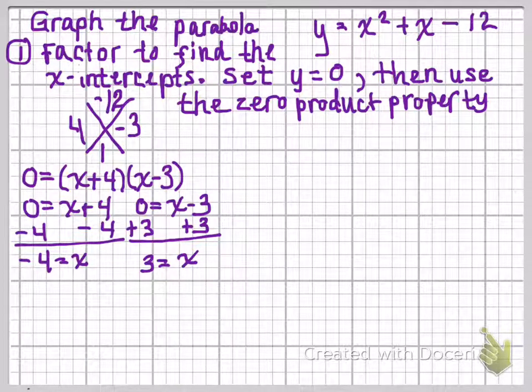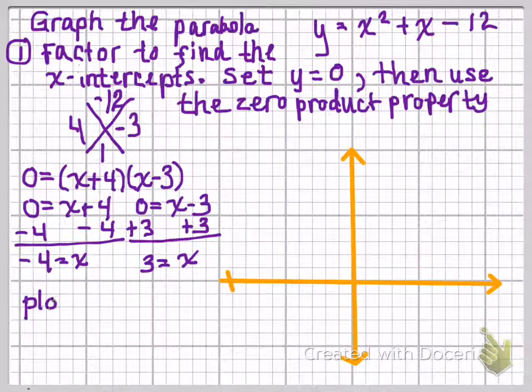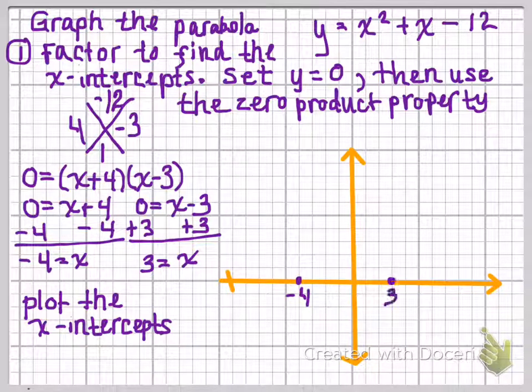Well, those are my x-intercepts. They're also called the solutions of the parabola, and sometimes you'll hear them called the zeros of the parabola. So we can plot those. Since they're x-intercepts, they go on the x-axis. So we're going to go ahead and put a negative 4 and positive 3 onto our graph to start with. And now we're going to use those 2 points to find our vertex.